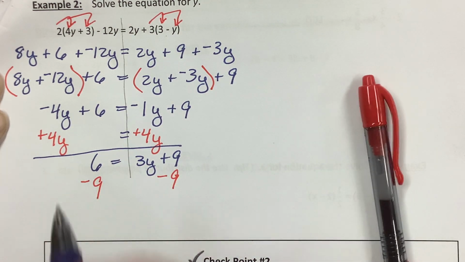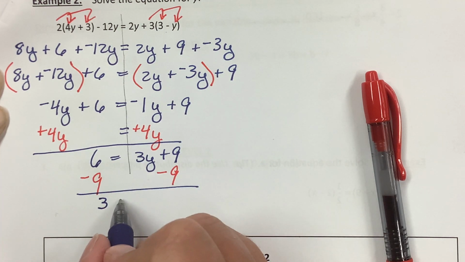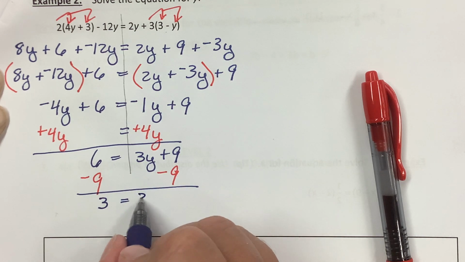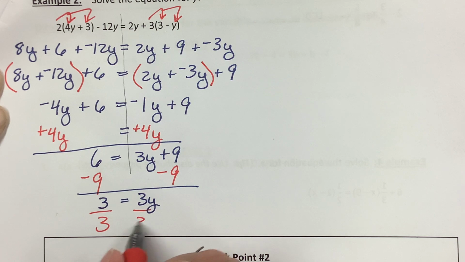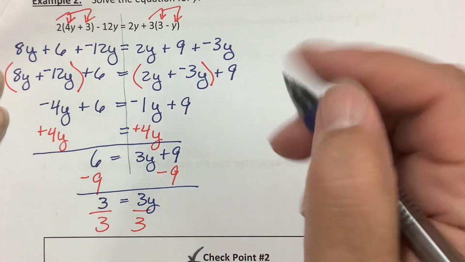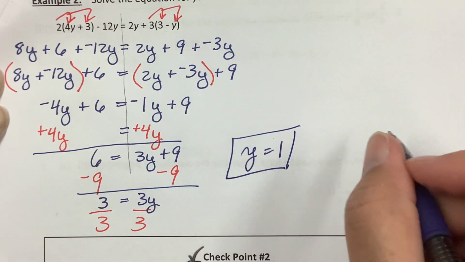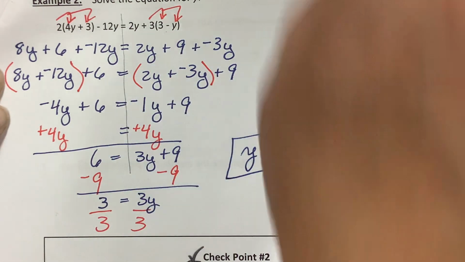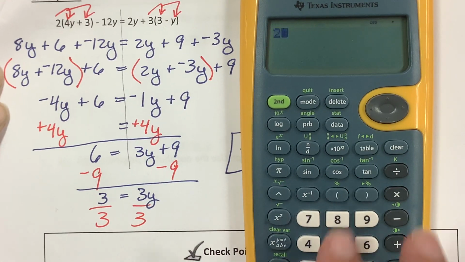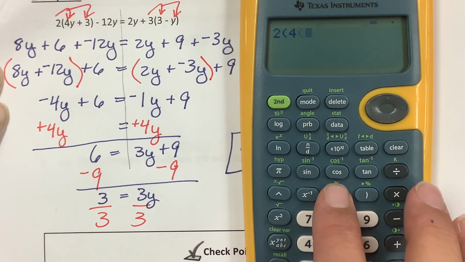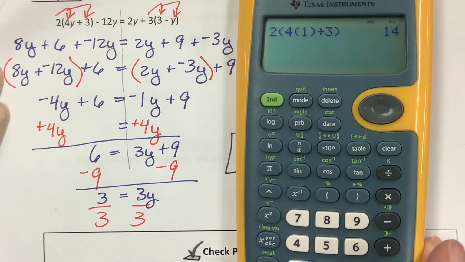Let's see. 6 minus 9 is negative 3. Equals 9 minus 9 is 0, 3y. Divide both sides by 3. And y equals 1. Now, let's see. Go back and put that in there. Clear it. And 2 times (4 times 1 plus 3), that's 14.